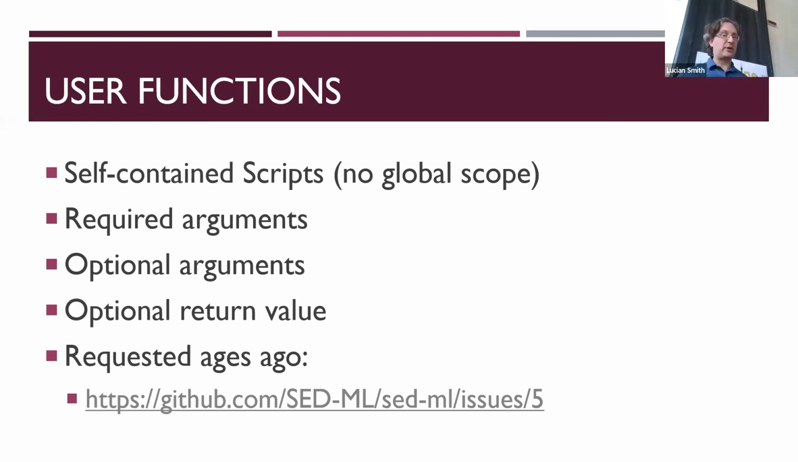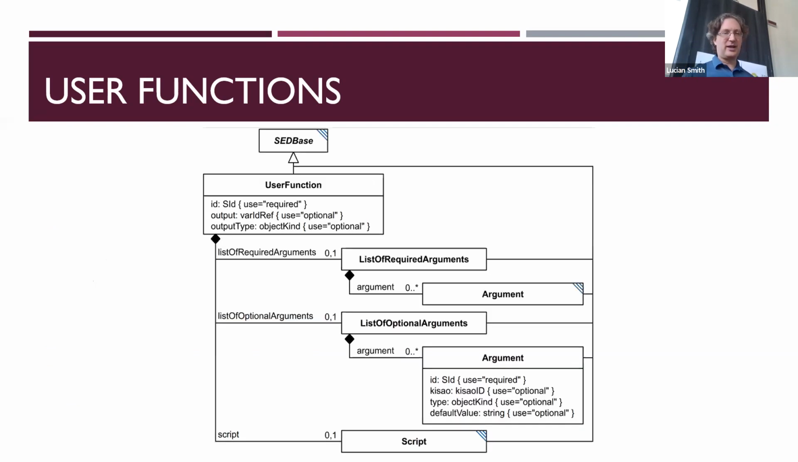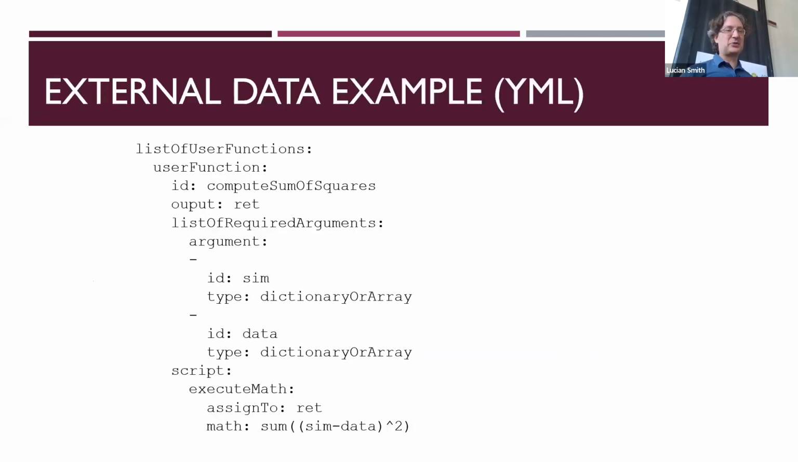Required arguments, optional arguments, an optional return value, because sometimes you may just want to process a model. You may not want to return something, but you might. This actually was GitHub issue number 5 on the SED-ML thing, which was to have user functions. This is user functions. It's a list of scripts.